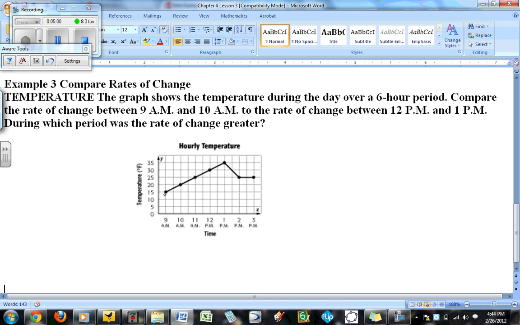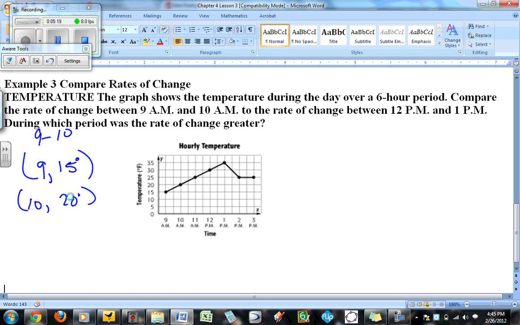It says from 9 a.m. to 10 a.m. Well, at 9 a.m., it's 15 degrees. So at 9 a.m., it's 15 degrees. All right. And at 10 a.m., it is 20 degrees. All right. So let's find the rate of change from 9 to 10.